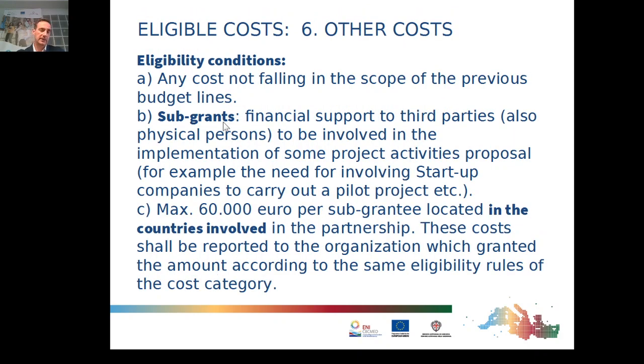The sixth cost category is other costs, and in other costs we may find two different things. Under point A, we can find any cost not falling in the scope of the previous cost categories, but still eligible considering the general eligibility conditions for costs.